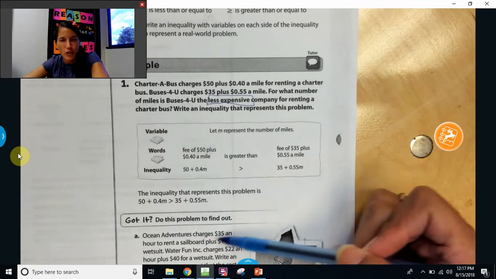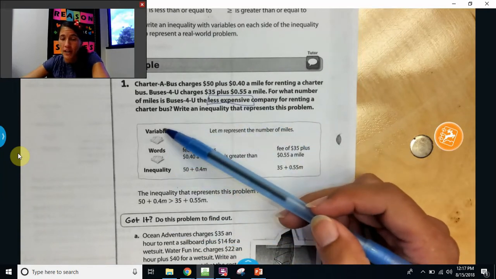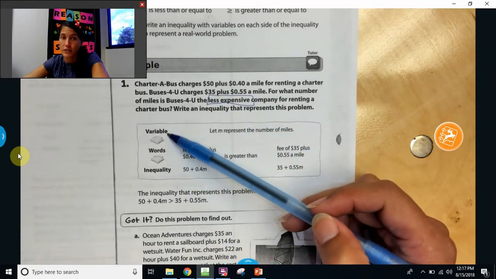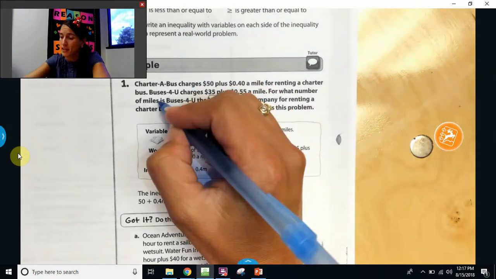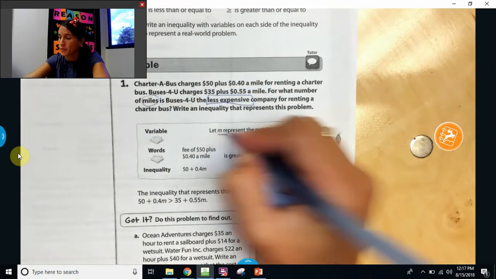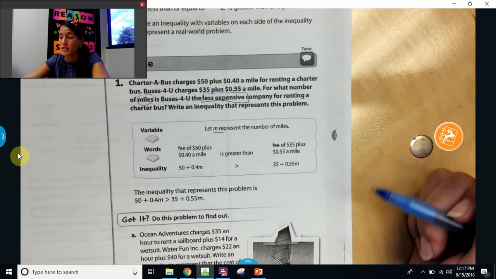And because these are your notes, it kind of gives you a guide to go by. First thing we want to do is we want to get our variable. And in this, it would be for what number of miles. And I bet they use the M. That's what I would have done. M represents number of miles.